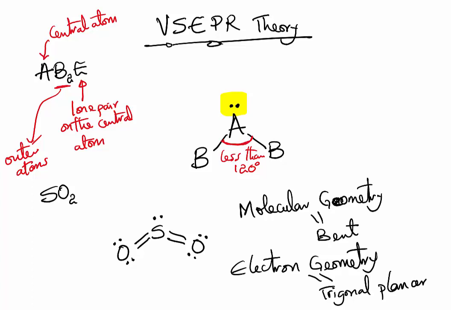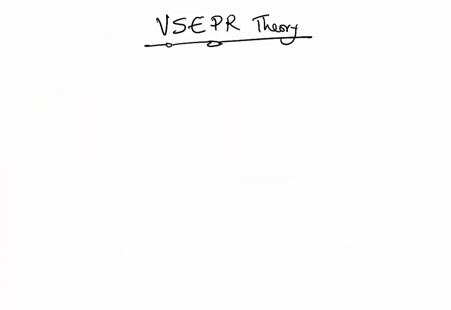Now, let me again repeat something here. The lone pair we are considering is only on the central atom. We do not really care about the lone pair on the outer atoms. Let us take a look at another generic formula with lone pairs on it.